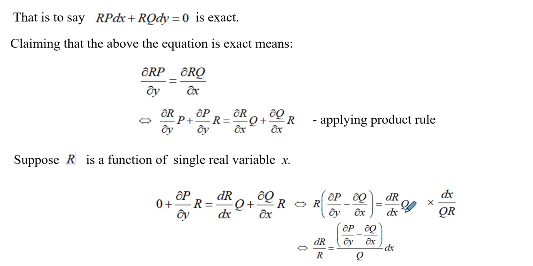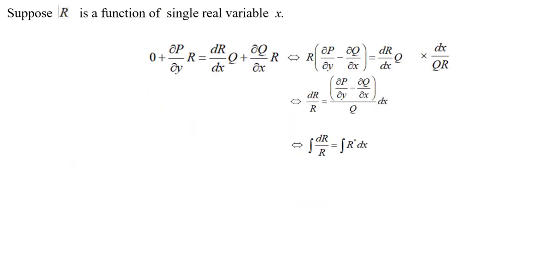So here Q simplifies to give us dr over r, and on the other side r simplifies and we remain with this term divided by Q dx. And at that point, I think you can see that on the left hand side we've got a derivative of a logarithm form, which we can actually immediately integrate. Then integrating on both sides, we apply the integration signs on both sides there.